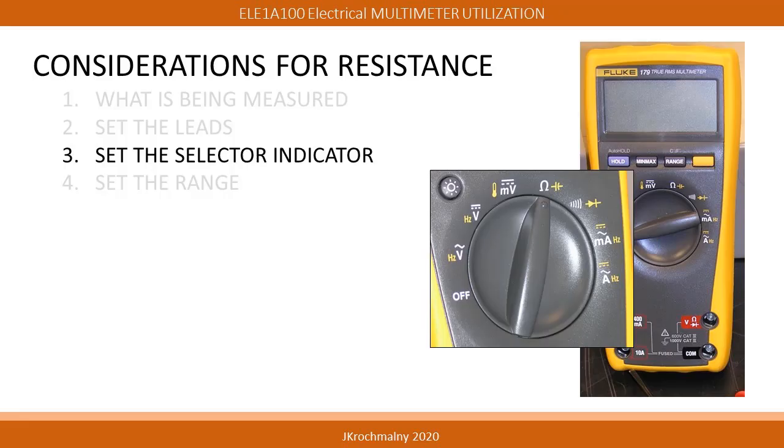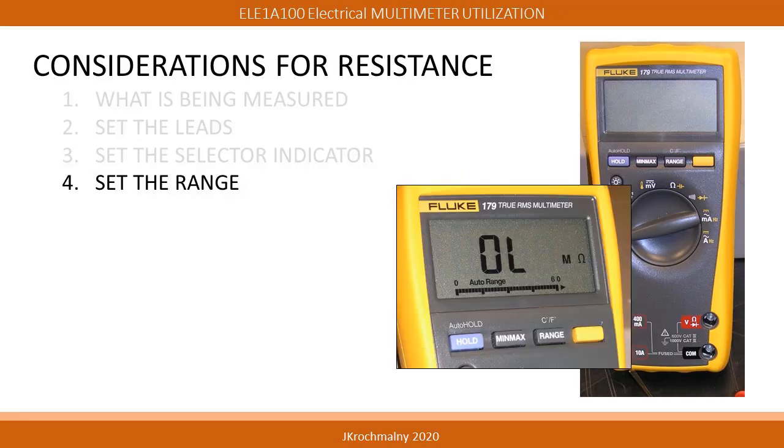Step 3 involves moving the selector switch to R or omega symbol on the dial face. The fourth step allows us to configure the range. The range determines if the displayed value is going to be in tens, hundreds, thousands, millions, etc.